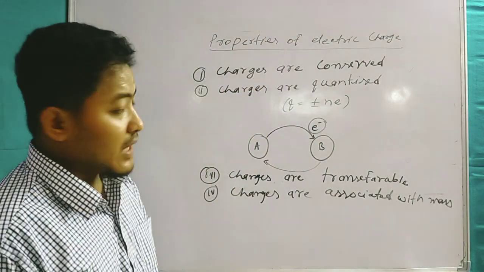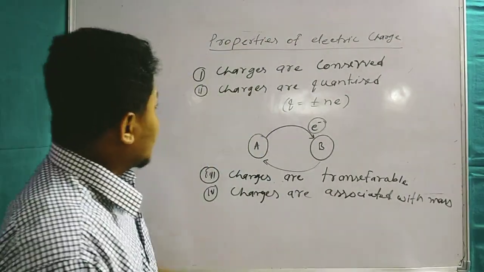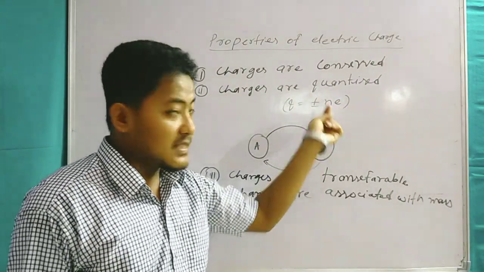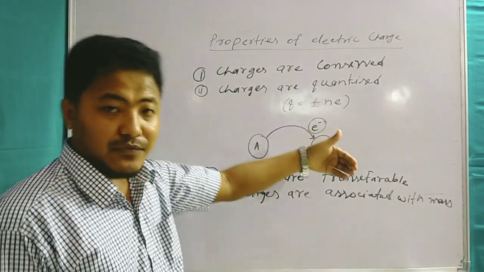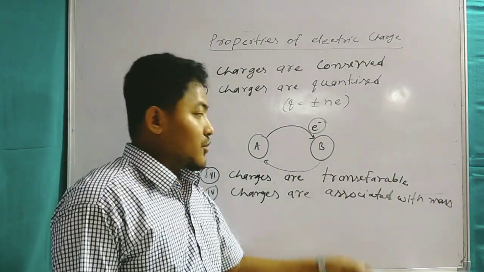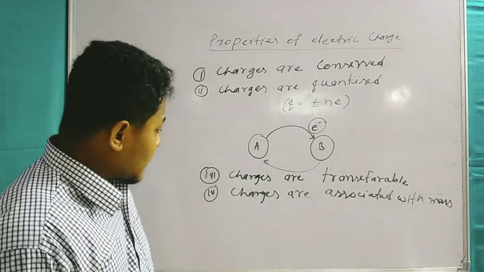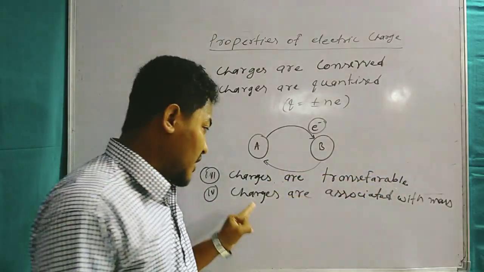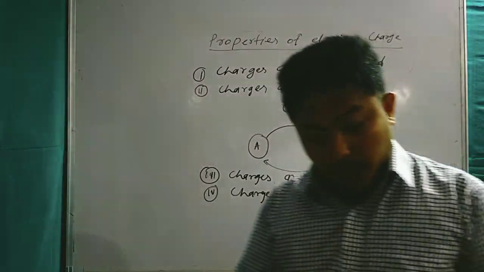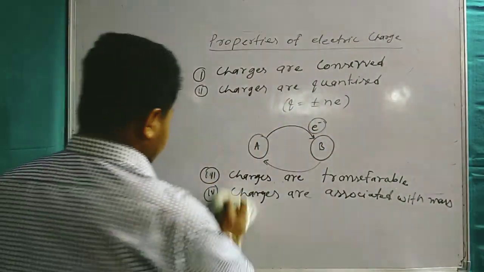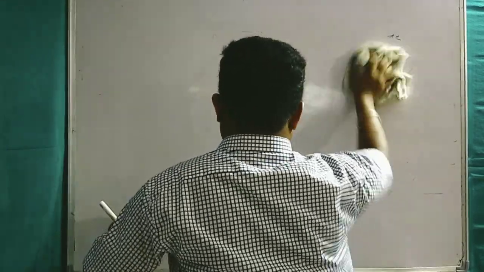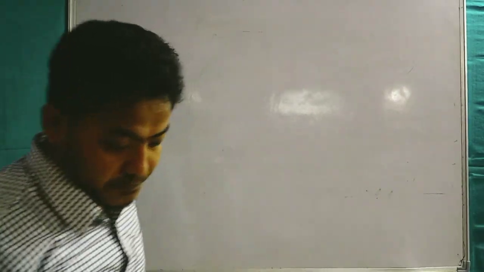So these are some properties we have discussed about electric charge. Charges are conserved, charges are quantized, that is Q is equal to plus minus Ne, where N is an integer, and I have explained that if a body loses an electron, it becomes positively charged. If a body gains an electron, it becomes negatively charged. Remember that. Next, the charges are transferable and charges are associated with mass. Apart from that, we have one more topic regarding electric charge: conductors and insulators.